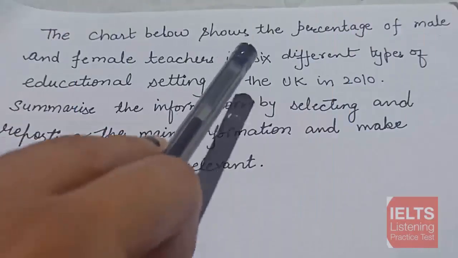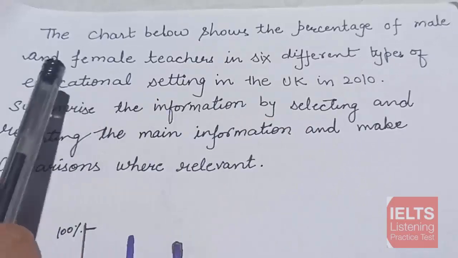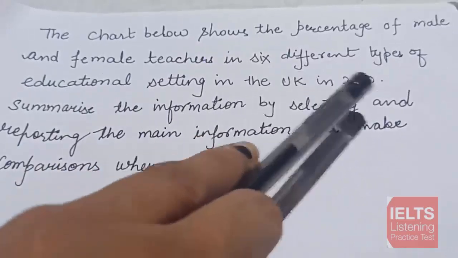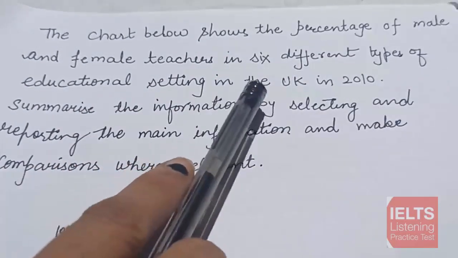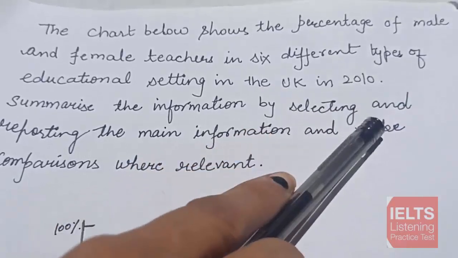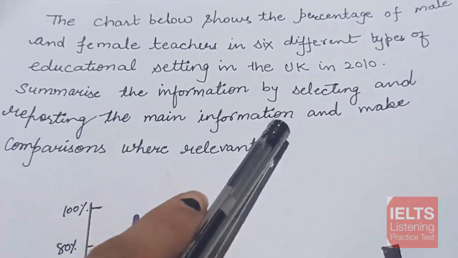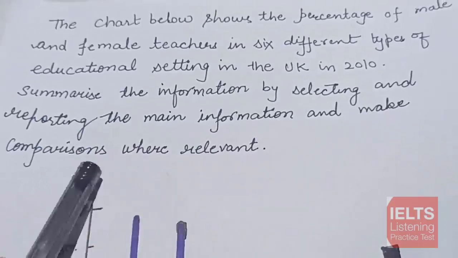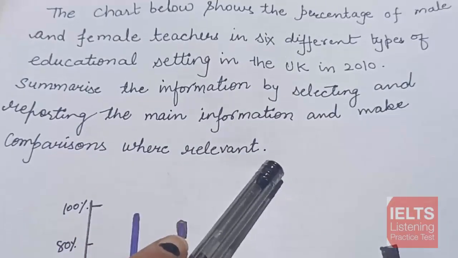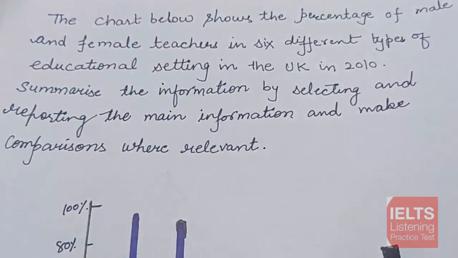The chart below shows the percentage of male and female teachers in 6 different types of educational settings in the UK in 2010. Summarize the information by selecting and reporting the main information and make comparisons wherever relevant. Okay, we can just select the main information, or we will do the comparison also.